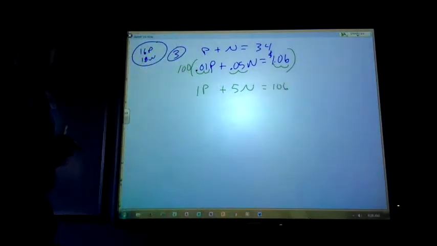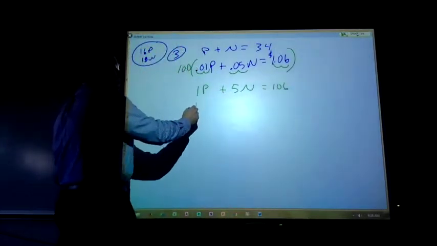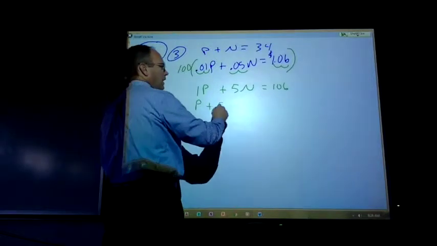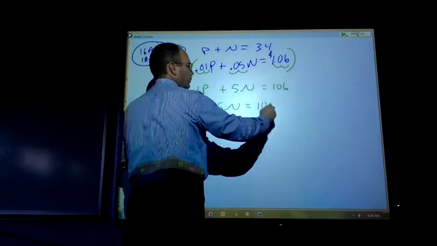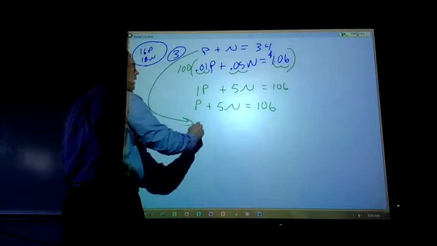Okay. So I don't need to have the 1 there. So I'll just write it like this now. And let's bring this equation down right here.